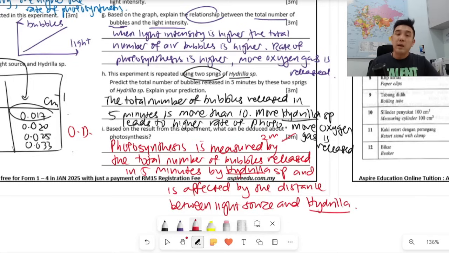Okay, so guys, this is how you tackle any questions that range from observation all the way to classify items.